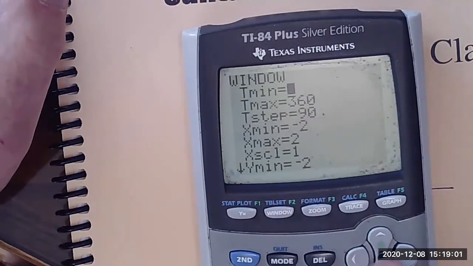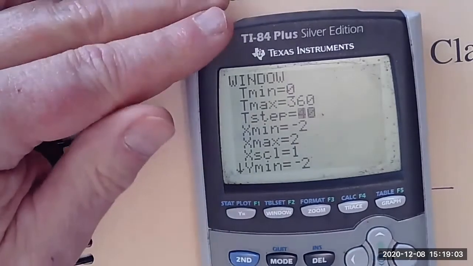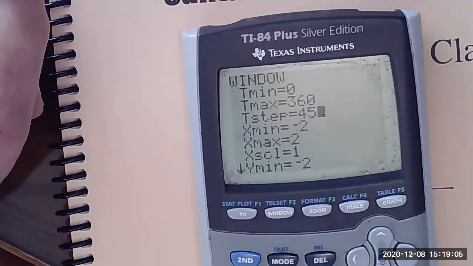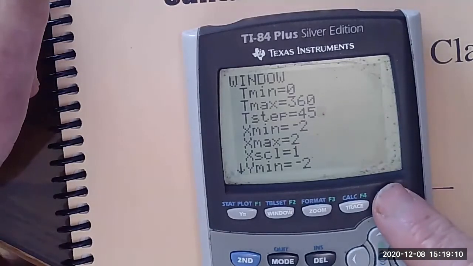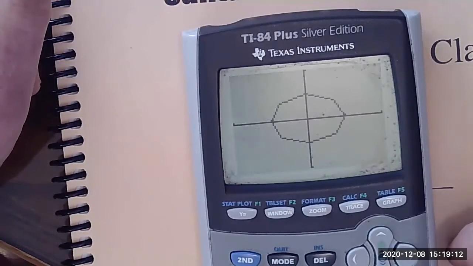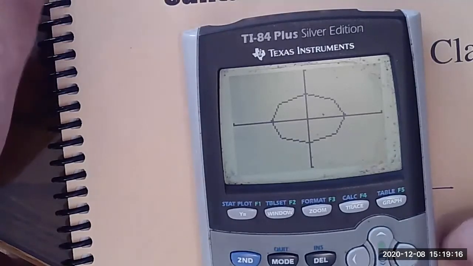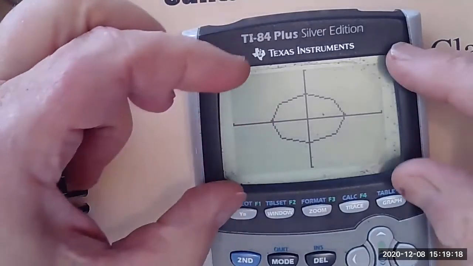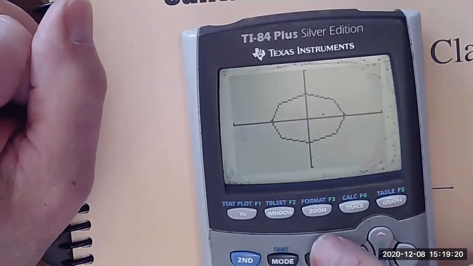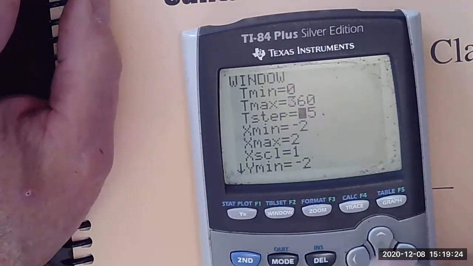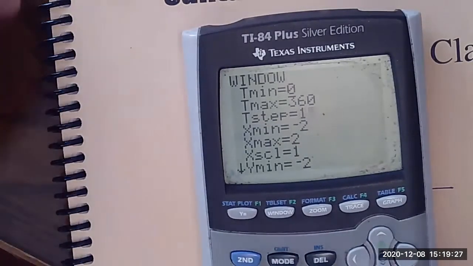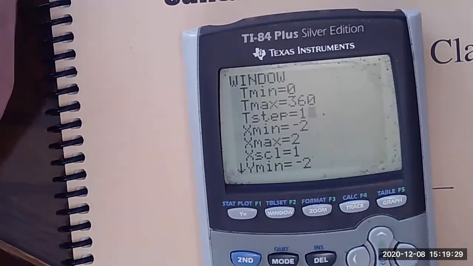If I changed my steps to 45 degrees, so it's going to plot those other angles and connect the dots, it's going to get closer to the circle, but it's still not going to be a circle. So if you want it to be a circle, first of all, it's a rectangular screen anyway. Then you got to plot more points. So you go in Window and you make this. What if I made this 1 degree? Well, it's going to do 361 ordered pairs.